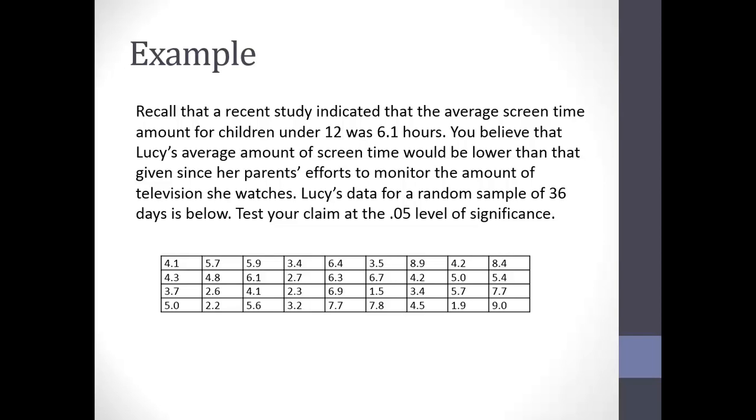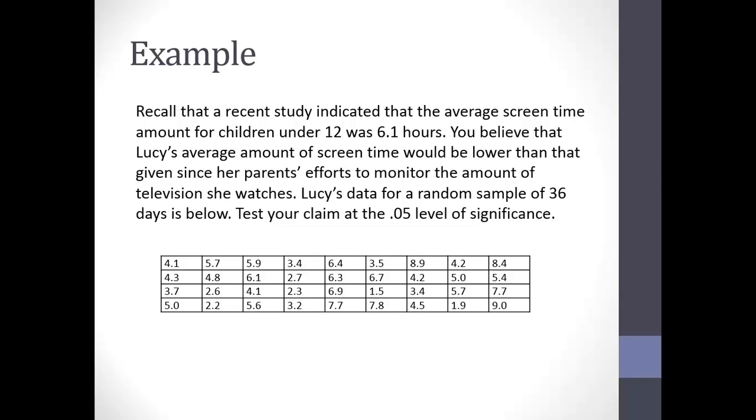In our example, we're going to go back to the screen time example that we saw back in chapter 15. A recent study found that the average screen time for children under 12 was 6.1 hours. We believe that Lucy's average amount of screen time would be lower than that, since we know her parents are trying to monitor the amount of television she watches. Here we have data on Lucy's television watching for a random sample of 36 days, and we want to test our claim at the 0.05 level of significance.